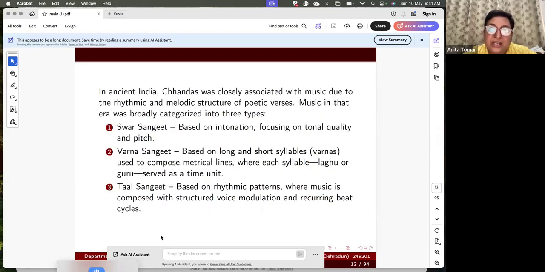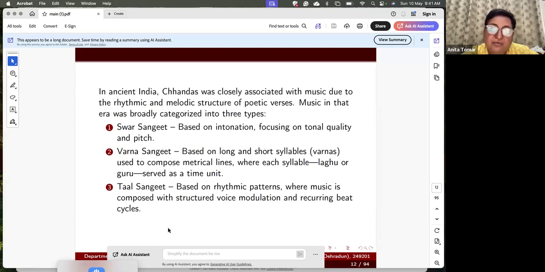In ancient India, chandas were closely associated with music due to the rhythmic and melodic structure of poetic verses. There was one more important thing: during ancient India, knowledge was transferred from one person to another in the form of poetic verse. It was not written; it was transferred in the form of chandas or dohas.